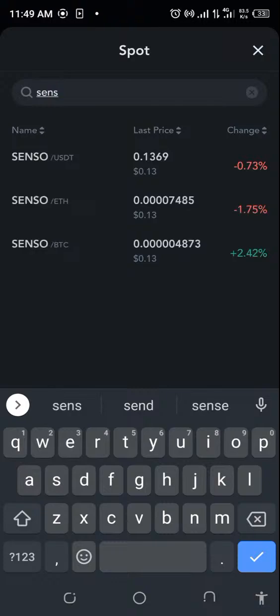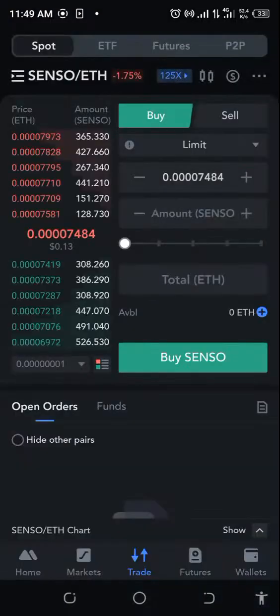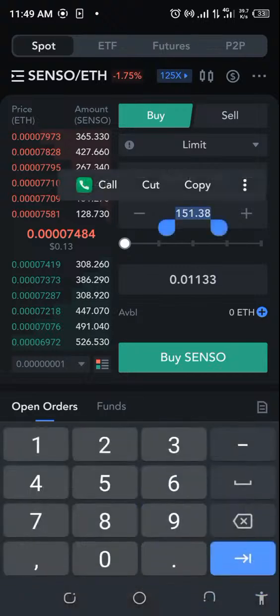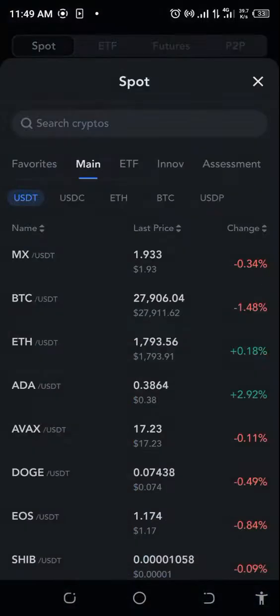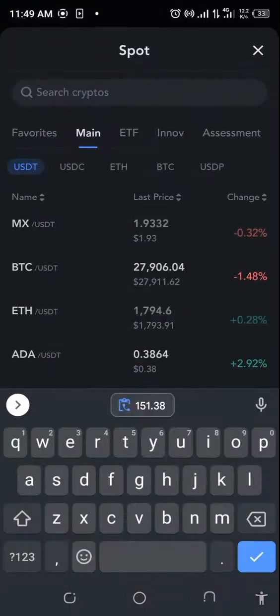Senso ETH. Okay. And then we paste in our ETH here. Wow, looks like this is gonna work. Okay. Well, let's go ahead and finish it up. Cut that. Here you go to Senso USDT. And then we sell.